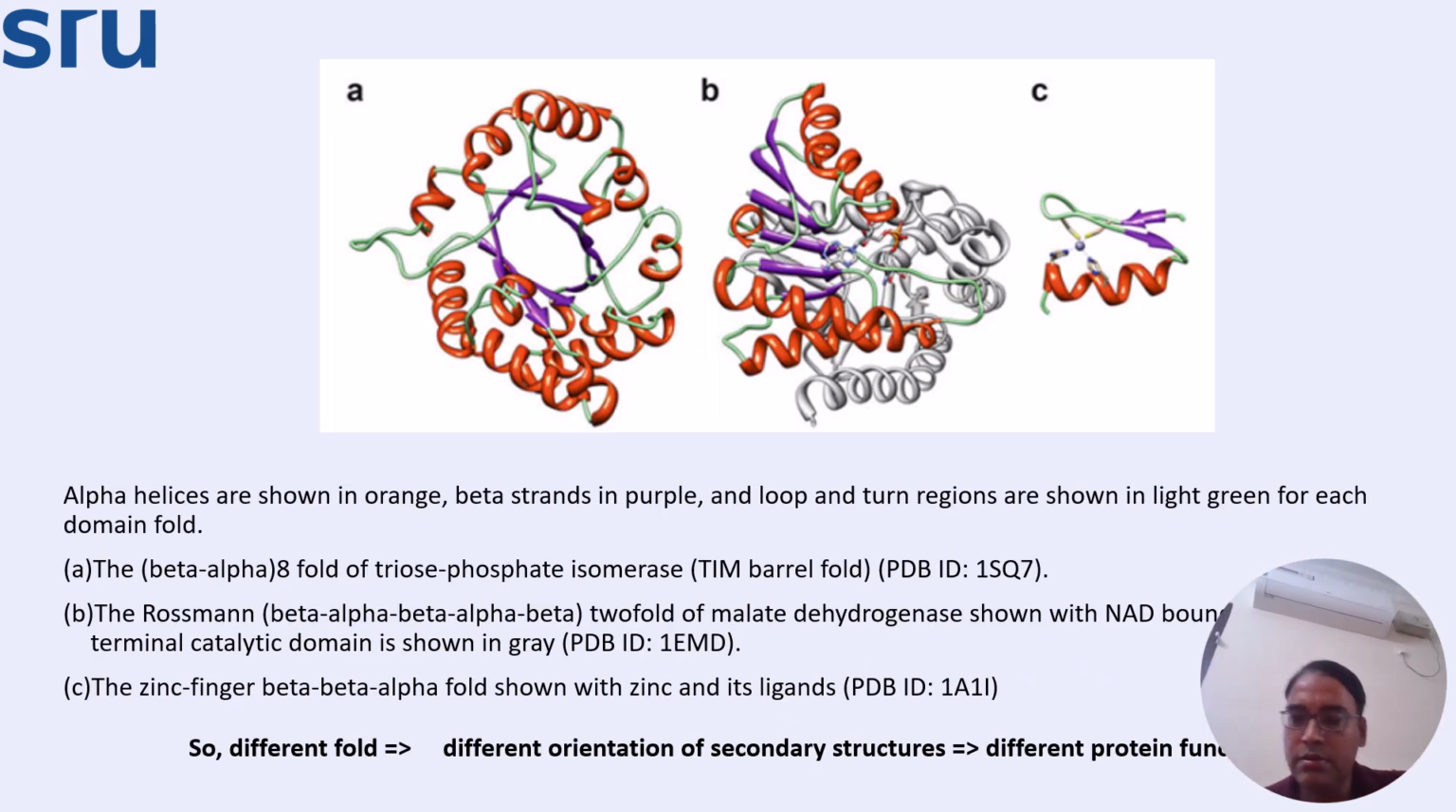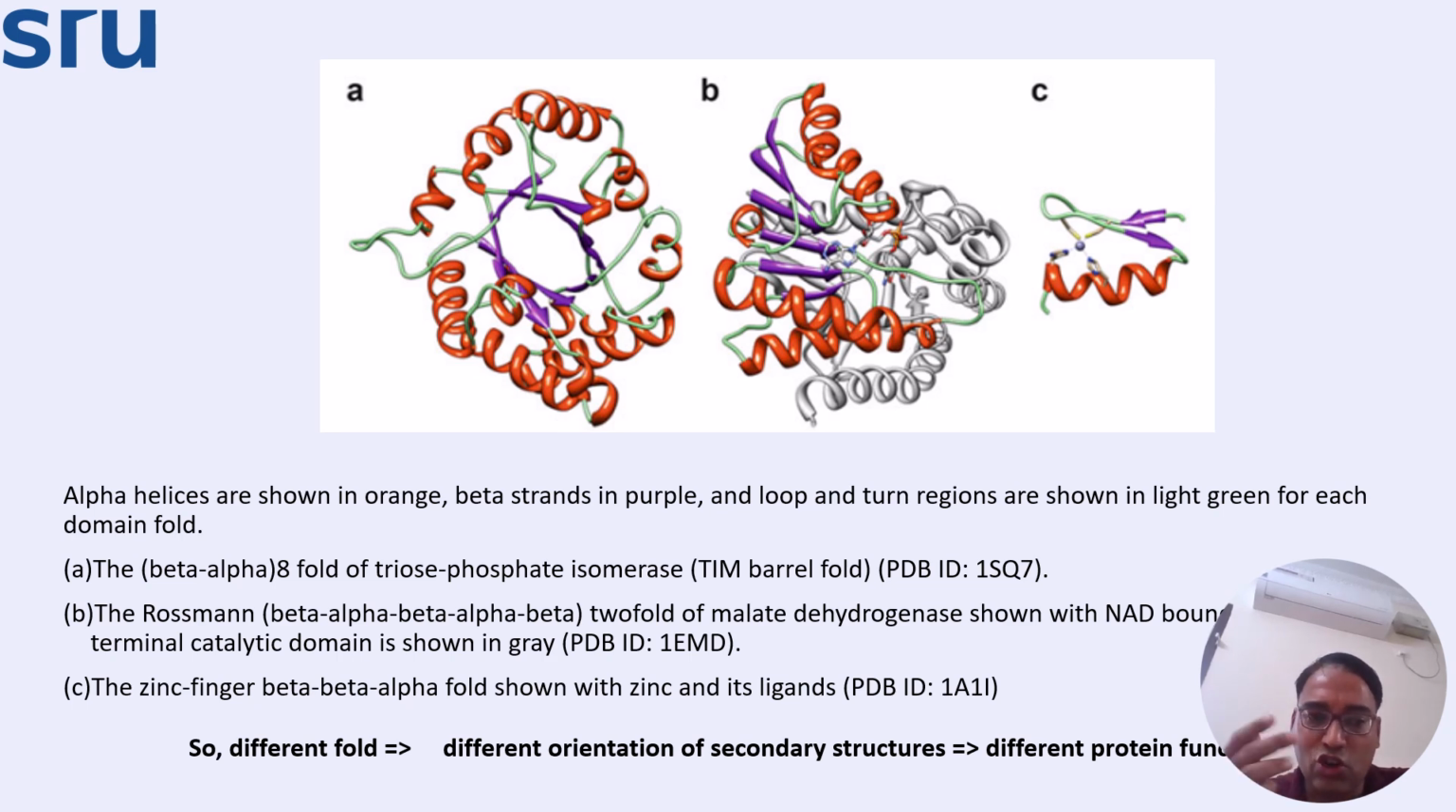See here, different roles and different orientations of secondary structures mean different protein functions. Same parts I'm using. First one is the beta alpha 8-fold of triosephosphate isomerase, 1XQ7. I have given the PDB also, you can go and check. Alpha helices are shown in orange, beta strands in purple, and loop and turn regions in green.